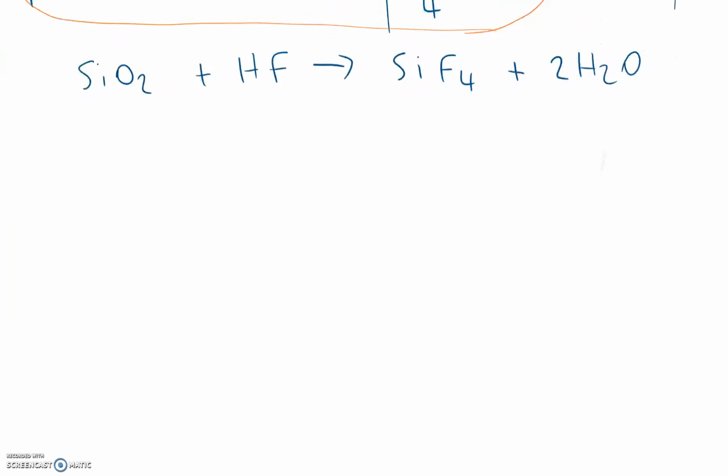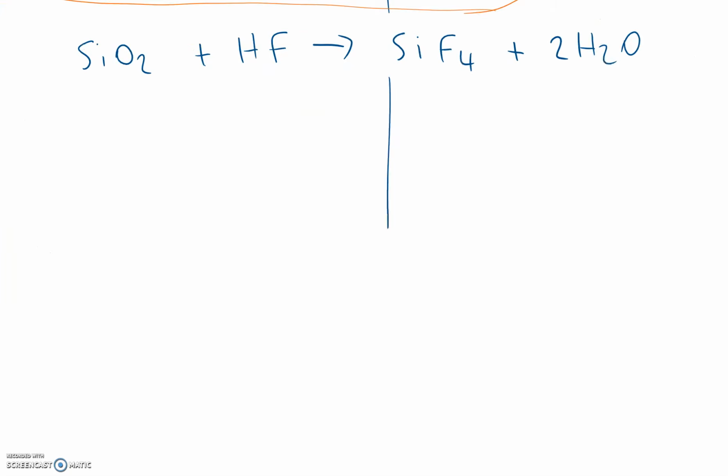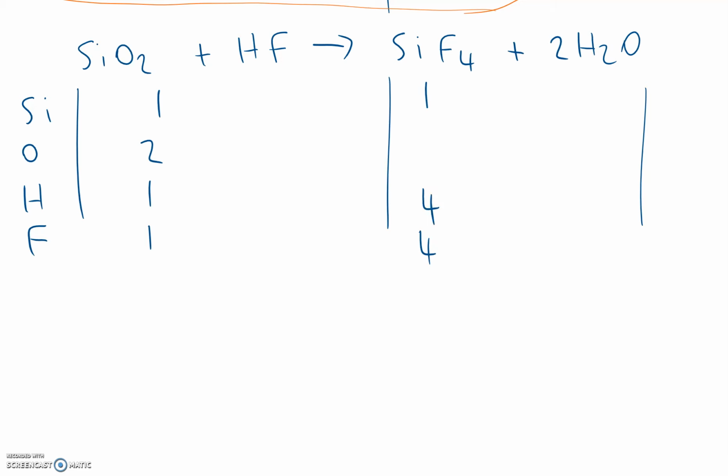And then I repeat that step. I make 2 columns below, and on the far left list all the elements I have in my reaction, and on the left side I have 1 silicon, 2 oxygen, 1 hydrogen, and 1 fluorine. On the right side I have 1 silicon, 4 fluorine, 4 hydrogen, and 2 oxygen.